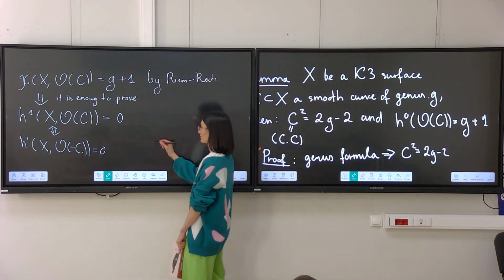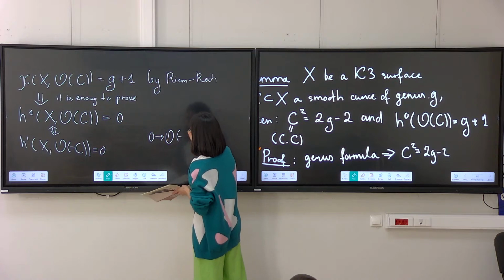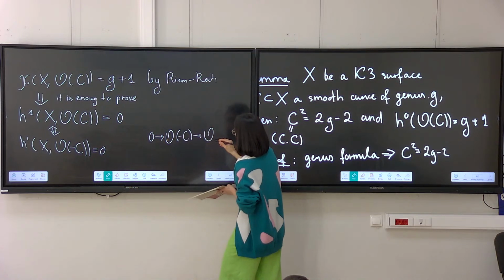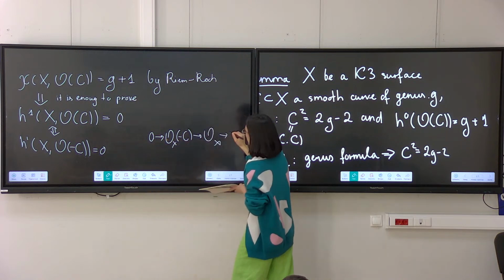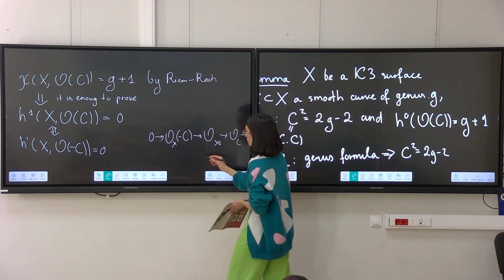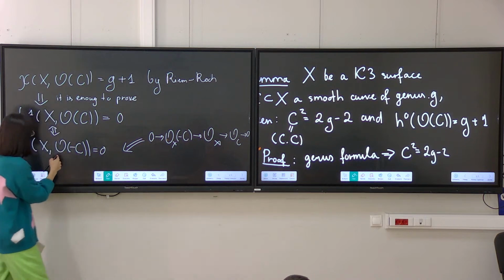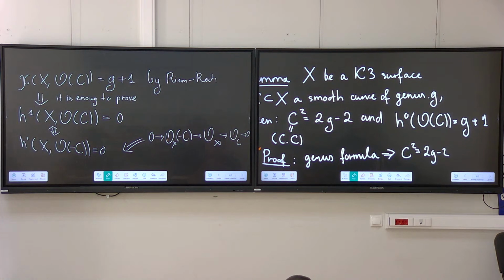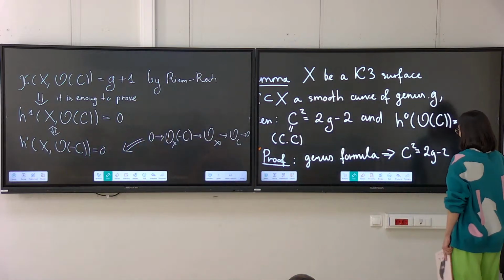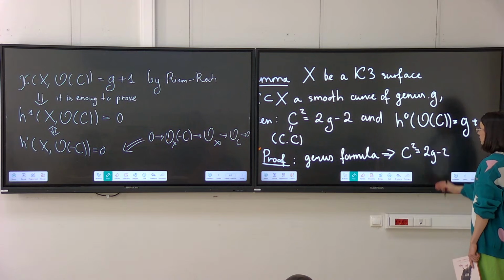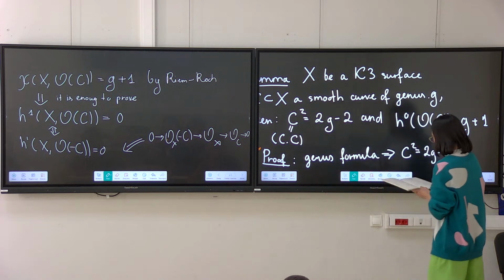We can use our favorite exact sequence, minus C, or X. This exact sequence and the long exact sequence of the homologies will immediately imply this vanishing. Okay? I'm sorry, but I decided to explain all these things. Great. We will use this thing next time, I suppose.